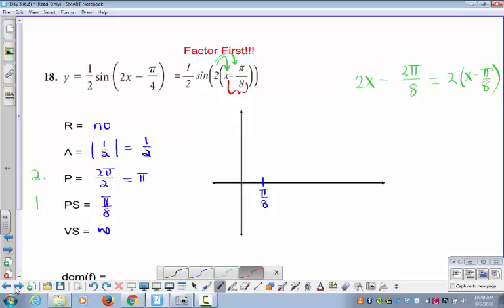And the phase shift for sine or cosine will always be the left edge, the left end point of the first period. How do we get to the right end point of the first period?